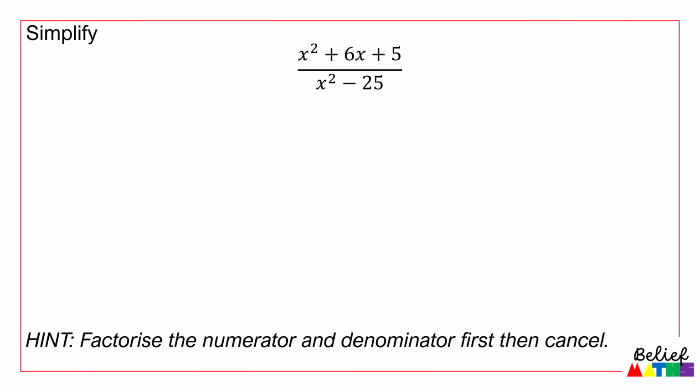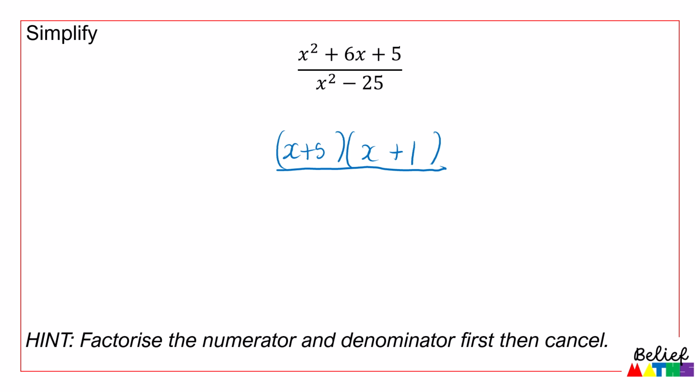Okay, and the final question here comes with a hint. It says to factorise the numerator and denominator first and then cancel. So let's do that. On the top, we've got a quadratic, which we saw in an earlier video. We need two numbers that multiply to make 5 and add to make 6. Well, that's just going to be x plus 5 and x plus 1, because 5 times 1 is 5 and 5 plus 1 is 6.